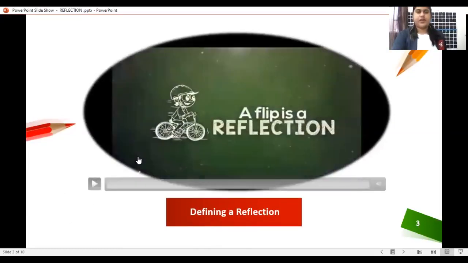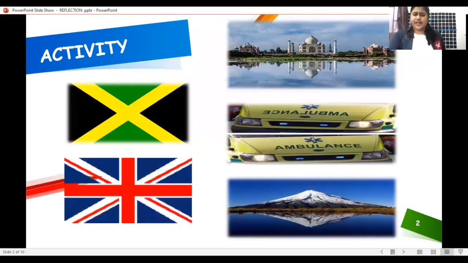Reflection. All right, so that video there tells us a flip is a reflection and it happens across a line of symmetry. Good, so I want you to use that information given there that a flip is a reflection and see if you can find any reflection in these pictures for me. All right, you got 2 minutes. All right, your time is up.